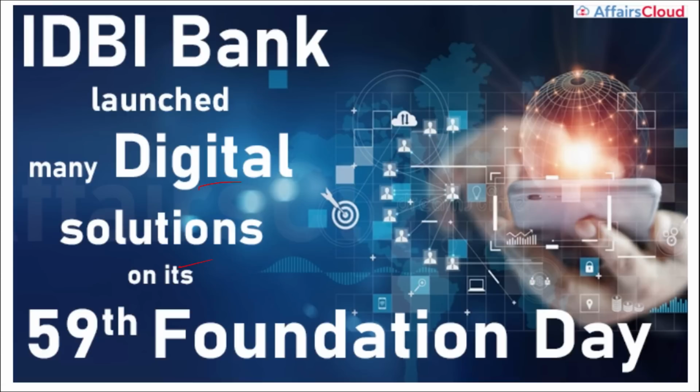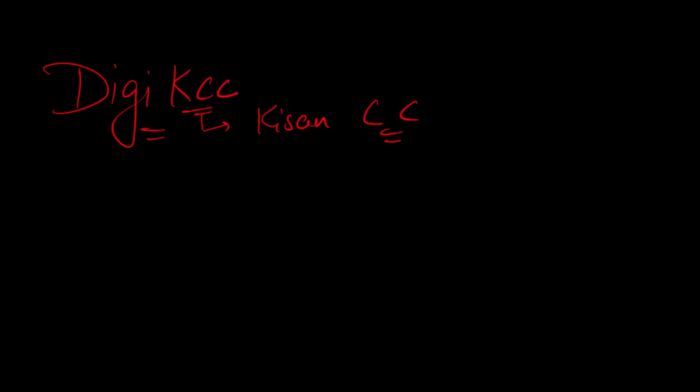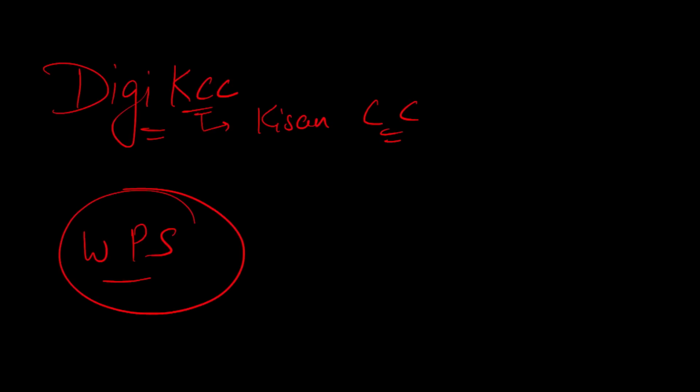So coming back, friends, remember recently many digital solutions were launched by IDBI Bank on their 59th foundation day. Apart from this, some other initiatives that you need to remember are the Digi KCC platform. What is this? This is a platform for digitizing the Kisan Credit Card, KCC. I repeat, this is a platform for digitizing the Kisan Credit Card loan application processes with built-in tools for loan application review. Second, you need to remember the WPS system, that is the warehouse receipt processing system. It is an integrated and end-to-end digital solution that is used to finance loans secured by warehouse receipts. So these are two initiatives that you need to remember that were launched by IDBI Bank on their 59th foundation day.